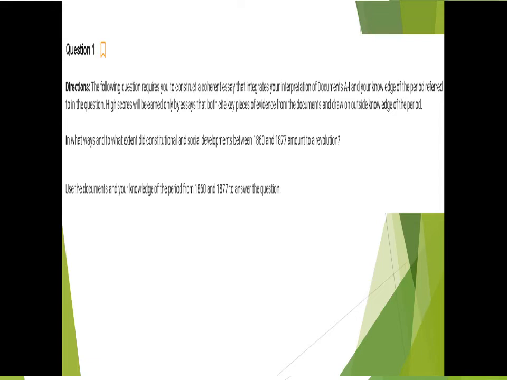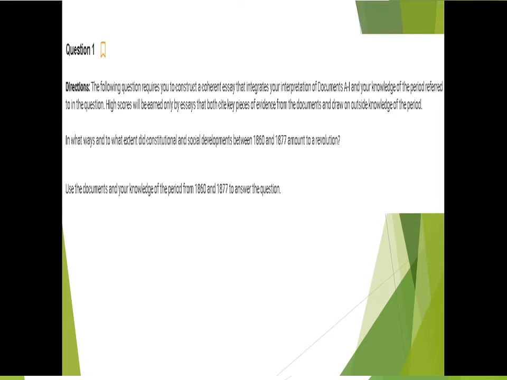So your knowledge of the period referred to in the question: high scores will be earned only by essays that cite both key pieces of evidence from the documents and draw on outside knowledge of the period. Remember outside information. So here's your prompt. In what ways and to what extent did constitutional and social developments between 1860 and 1877 amount to a revolution?